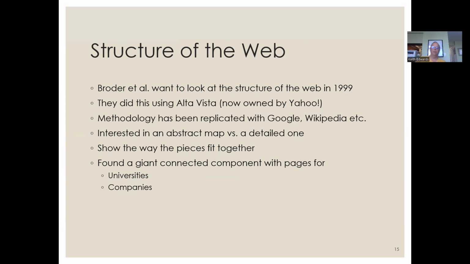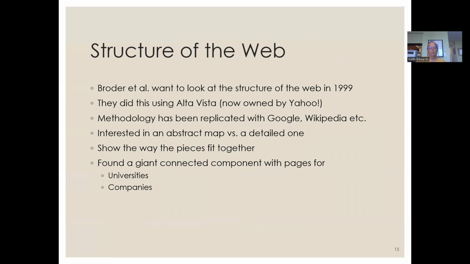But the methodology that this research group used has been replicated with Google, Wikipedia, and other ones that are still in the business. They were interested in the abstract map versus a detailed one because the detailed one, if you've taken the visualization class, is going to get messy very, very quickly. So we want to abstract away some of the details. So we want to combine information in order to show a reduced version of the graph.